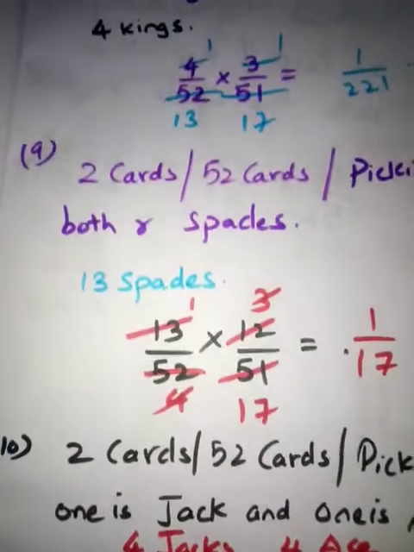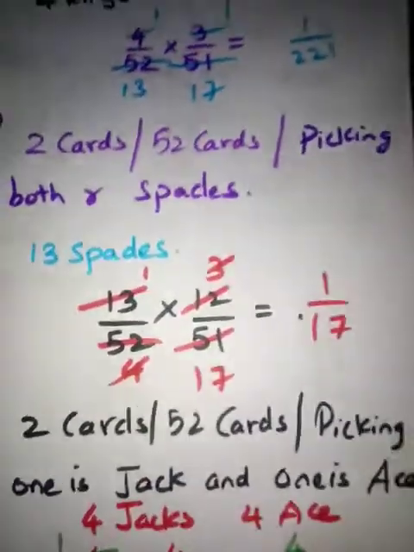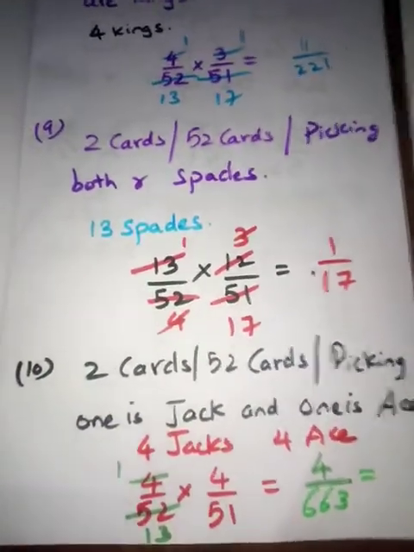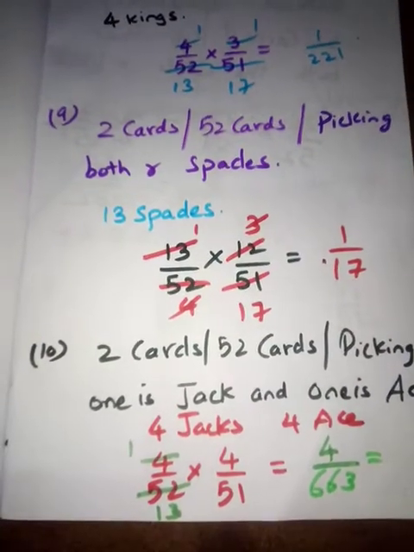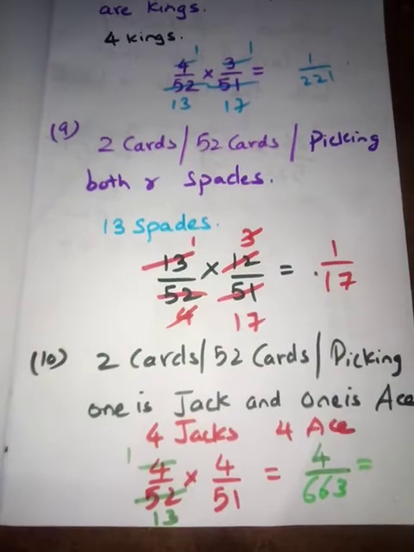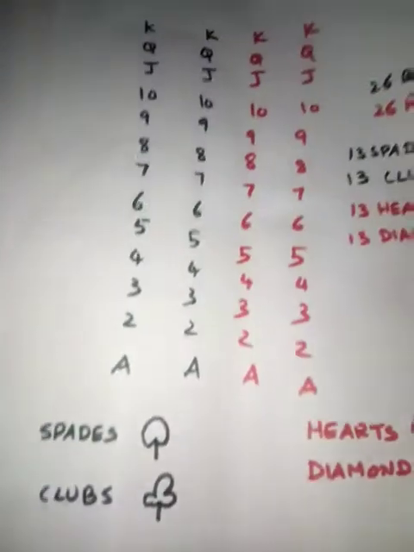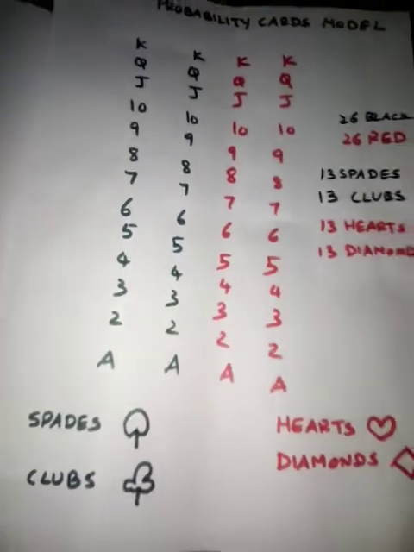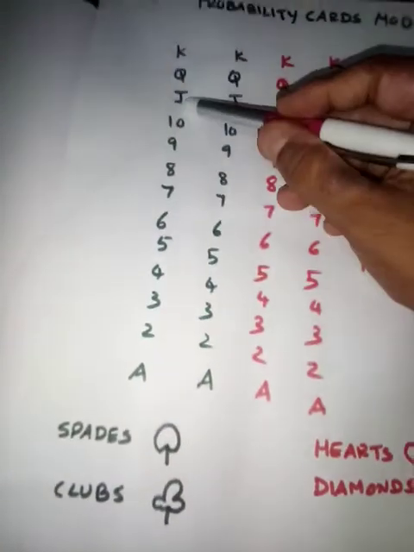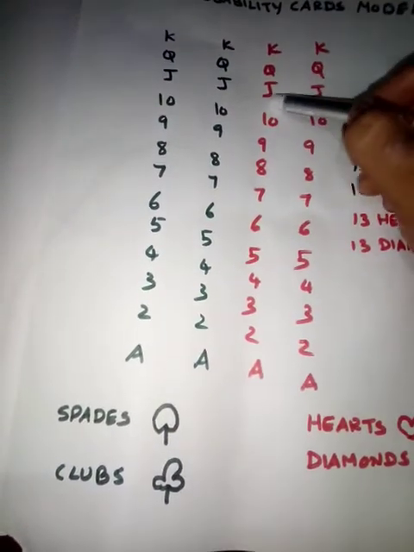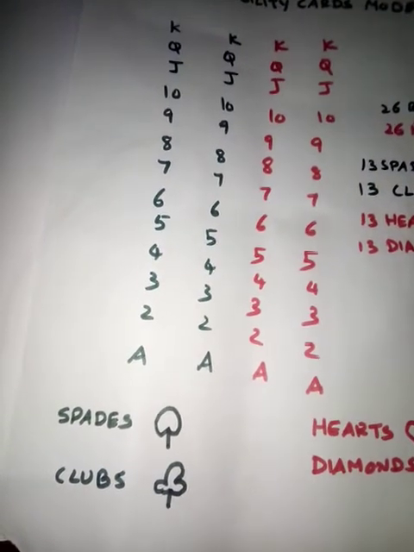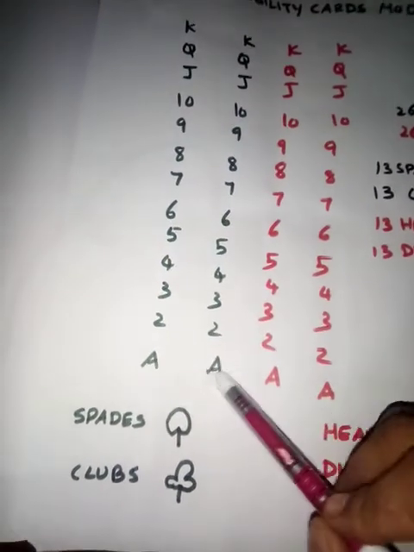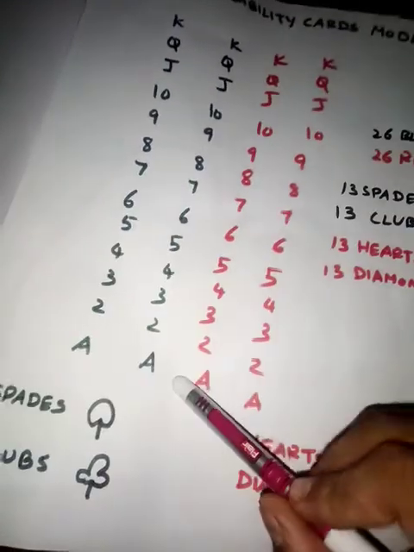Two cards are drawn from 52 cards. One is a jack and one is an ace. We have to take two cards now. Coming to jacks, as we know there are four jacks. Out of these four jacks we have to take one.